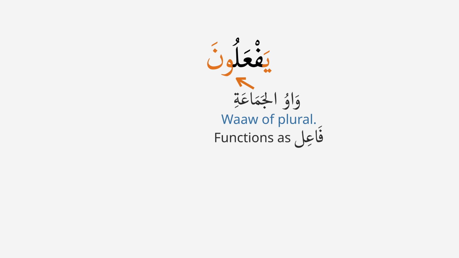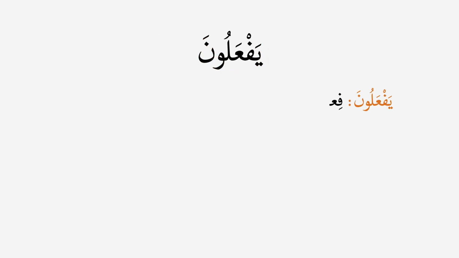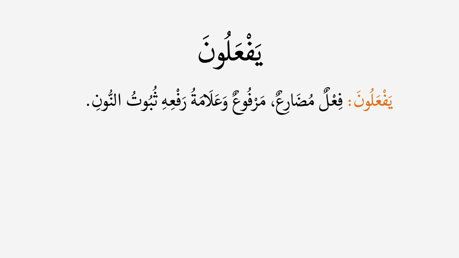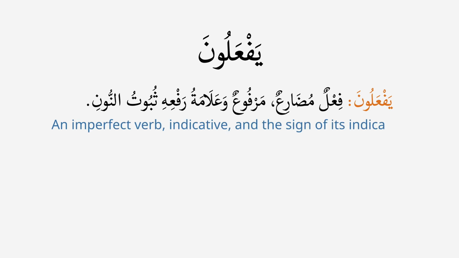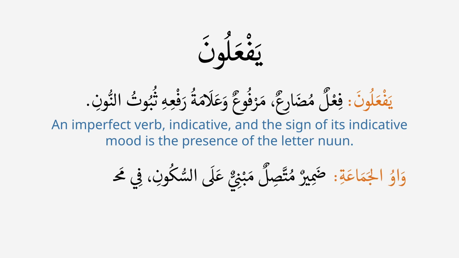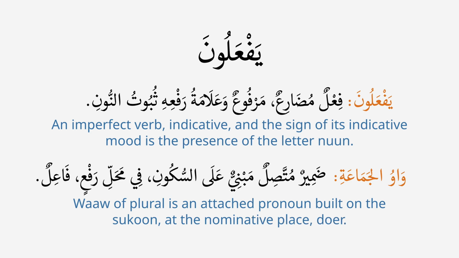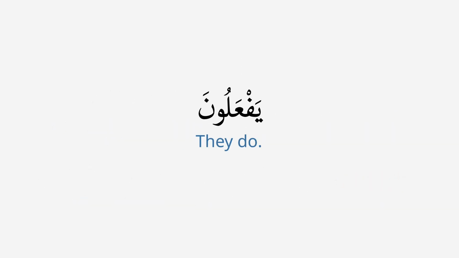Next we have يفعلون. Apart from حرف المضارعة, we have واو, which is واو الجماعة, meaning waw of plural, which functions as فاعل. And the letter noon is علامة رفع, that is the sign of the indicative mood. So the i'rab goes as follows: يفعلون فعل مضارع مرفوع وعلامة رفعه ثبوت النون. Again, an imperfect verb, indicative, and the sign of its indicative mood is the presence of noon. وواو الجماعة ضمير متصل مبني على السكون في محل رفع فاعل. And the waw of plural is an attached pronoun built on the sukun at the nominative place doer. So يفعلون means they do.